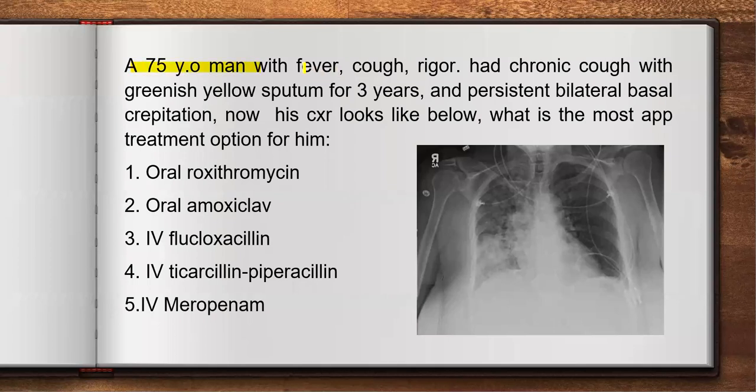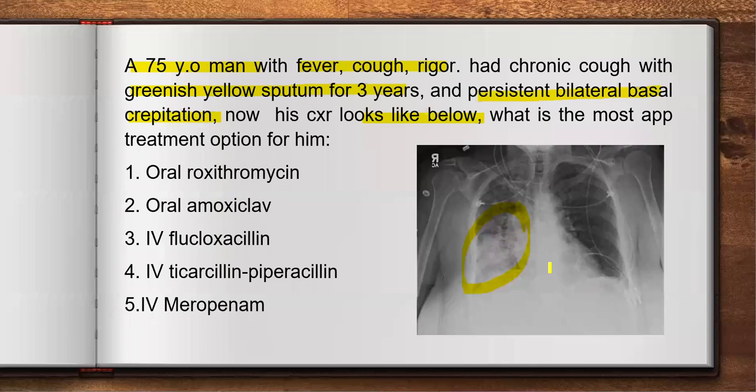Next, a 75-year-old man with fever, cough, and rigors had chronic cough with greenish yellow sputum for 3 years and persistent bilateral basal crepitation. His chest x-ray looks like below. What is the most appropriate treatment for him? So what do you think this chest x-ray shows? You can always compare the right and left. The left seems to be okay, but here you can see there is a consolidation in the right lower lobe.